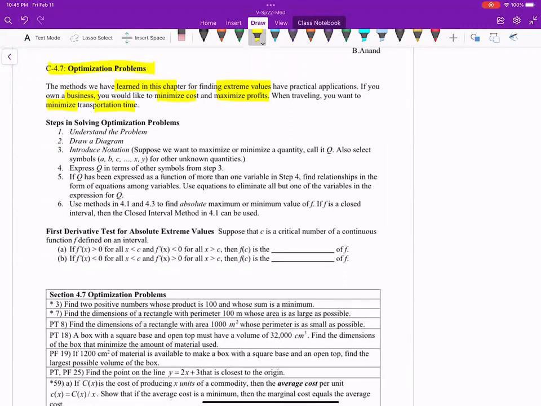Steps in solving optimization problems. First, you understand the problem, then you draw a diagram and introduce the notation. Suppose we want to maximize or minimize the quantity, call it Q, and select symbols a, b, c, etc. for other unknown quantities. The function that we want to maximize or minimize is usually called the objective function.